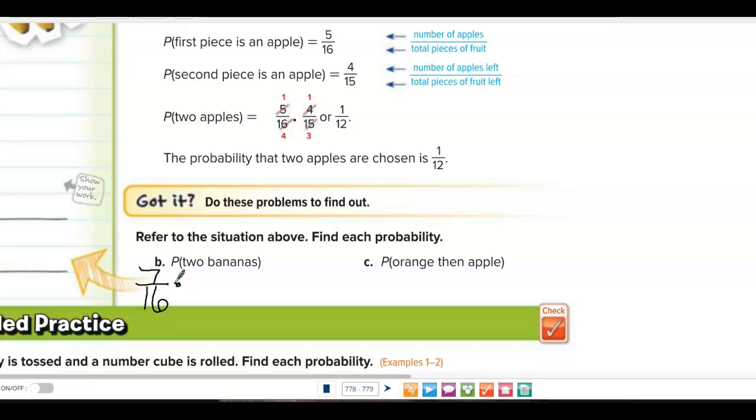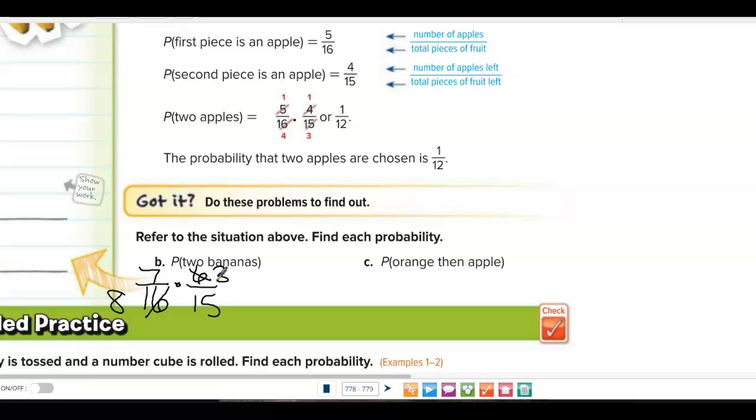6 out of 6. And how many total fruit are there now? 15. Because I picked 1 out, so there's 1 less in there. Could I cross reduce somewhere? Yes. My 16 becomes an 8, because we're dividing by 2. My 6 becomes a 3. We divided both 6 and 16 by 2.